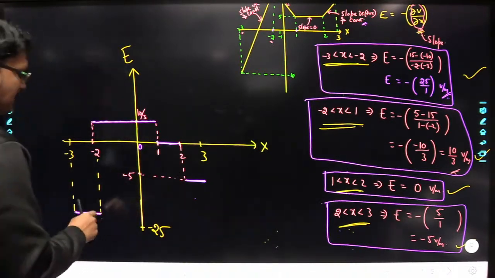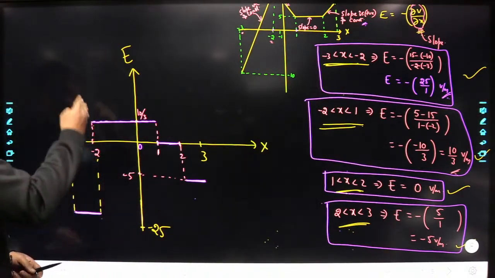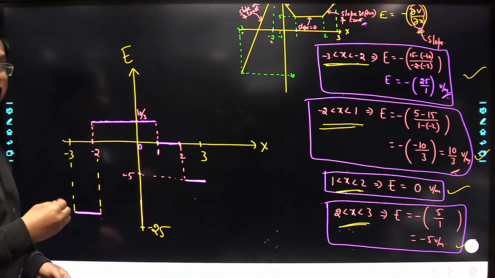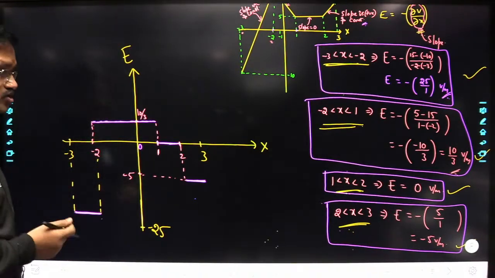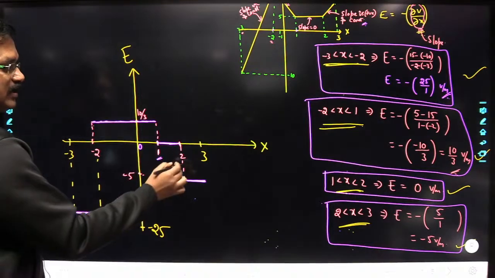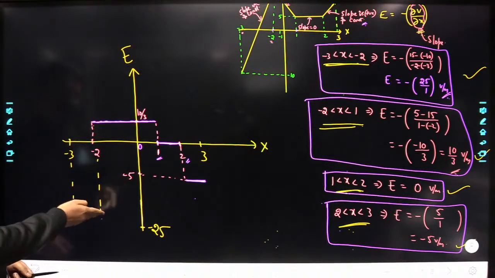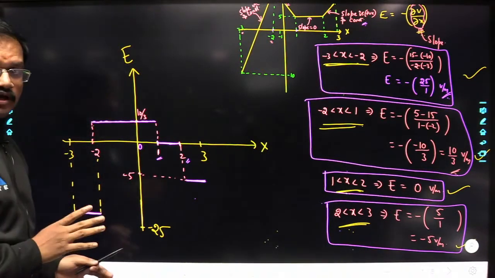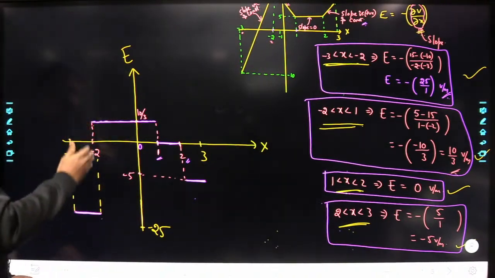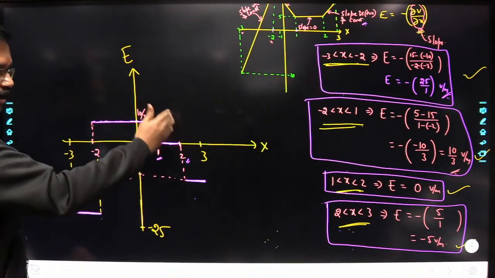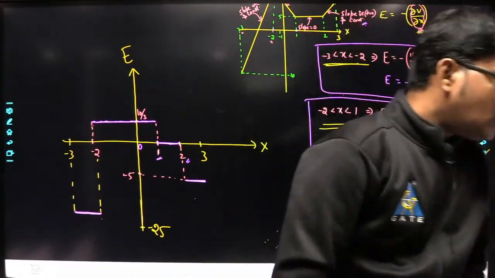Understood? So exactly at minus 2, you cannot say whether it is minus 25 or plus 10 by 3. It is varying between minus 25 and plus 10 by 3. So you cannot say the exact value of electric field at x equal to minus 2. Similarly at x equal to 1, similarly at x equal to 2. Exactly at these locations, the electric field is jumping from one value to another value, so you cannot say the exact value of electric field there. So there is a discontinuity at minus 2, plus 1 and plus 2. Understood?